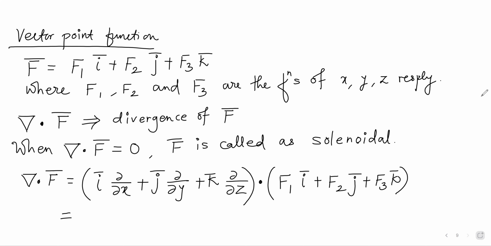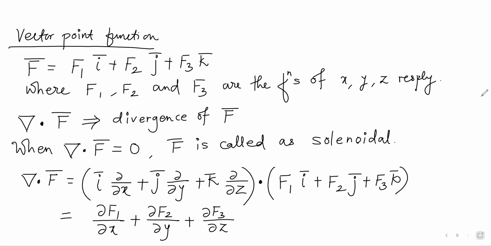Correct? So what will happen is this operator gets operated on the components. In dot product, what we do is we multiply the coefficient of i bar, coefficient of j bar, coefficient of k bar. Now one of them here is an operator, a partial derivative. So that will get operated on f1. So what I get is dou f1 by dou x. Second is dou f2 by dou y. And thirdly, we get dou f3 by dou z.